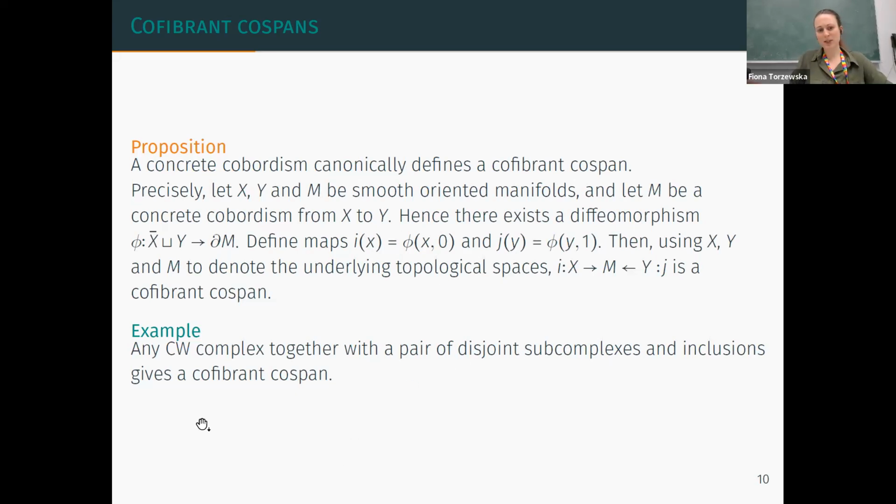And another example, if we take any CW complex together with a pair of disjoint subcomplexes and the inclusions, this will also give us a cofibrant cospan.